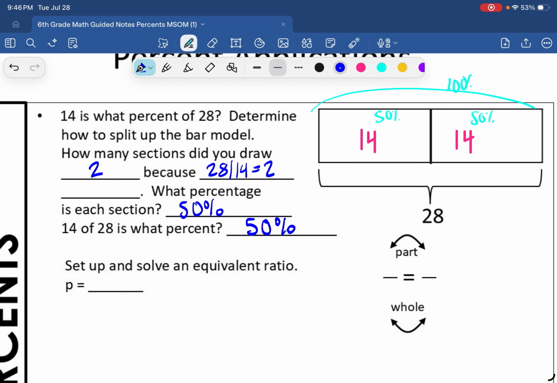Set up and solve an equivalent ratio. So my ratio will be 14 out of 28. I don't know my percent, but I know my whole is 100. Looking for multiplicative factors, I notice that 14 times 2 is 28. So some number times 2 is 100, and that will be 50.